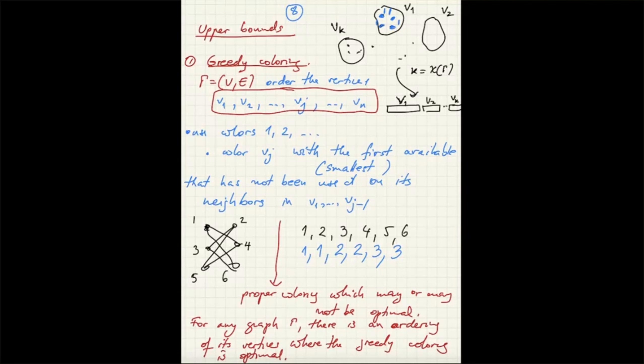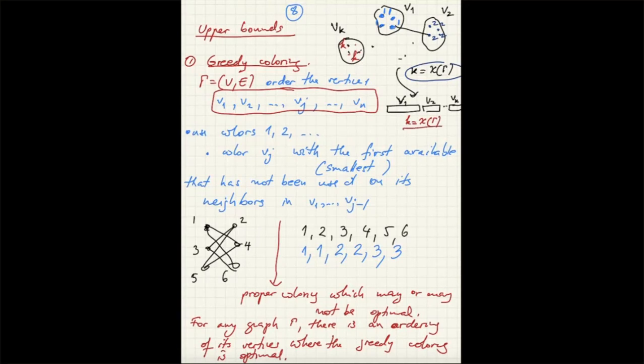And then you move to V2. There must be edges here, because otherwise you could combine V1 and V2 together and make a bigger independent set, contradicting this minimality of K. But now, in V2, you color these vertices here, and you get 2, 2, 2, and so on. So when you end up at the end, these vertices will be colored K, K, K. So at the end you'll use K, equal to the chromatic number, colors.